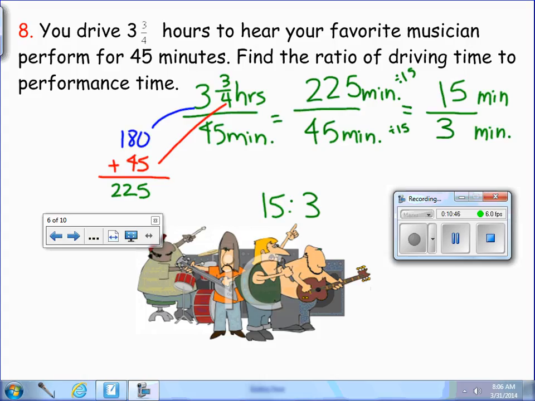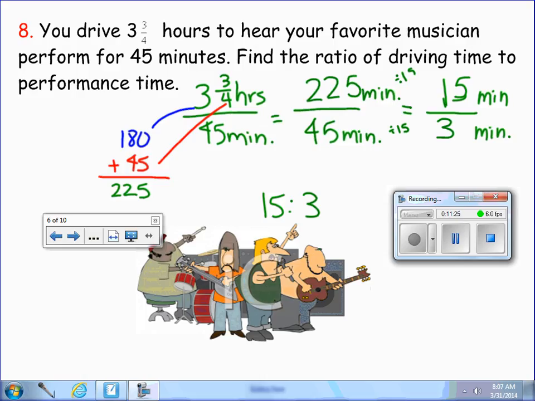So we set up the numerator as drive time. It's 3 3/4 hours to hear your favorite musician. That would be the numerator of our ratio. 45 minutes is how long you got to watch him perform. We changed them both to the same units. Then we converted 3 3/4 hours to minutes, which is 225 over 45 minutes. Then we reduced. 15 goes into both 225 and 45. Then we got 15 divided by 3.